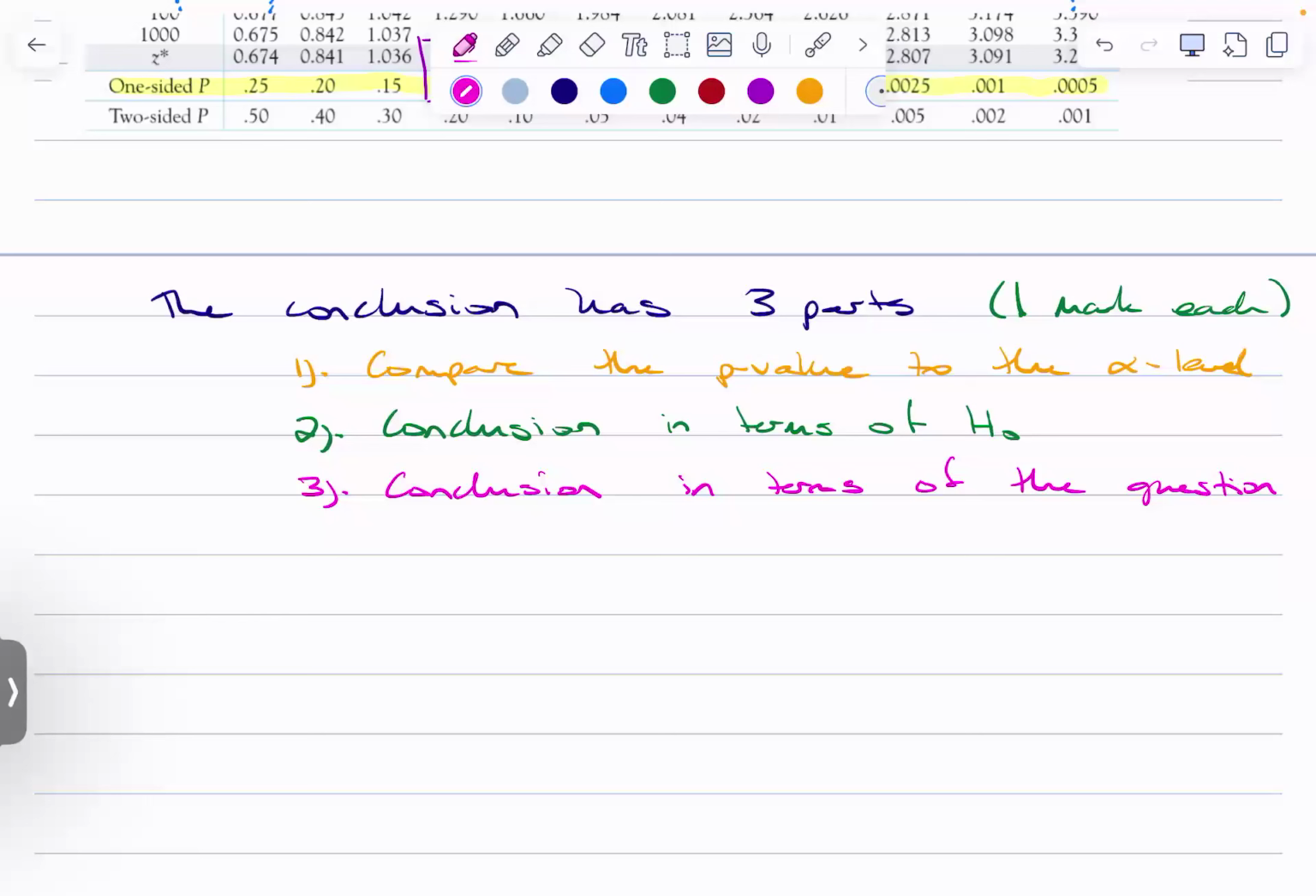Seems easy now, but I have been tempted in the past to get a stamp that says conclusion in terms of the question, because I write it so many times.